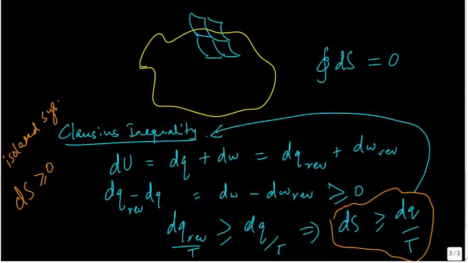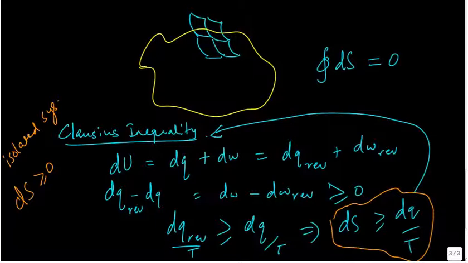No, it doesn't. It only says it for isolated systems. Isolated systems are the ones where you do not have any heat exchange, right? dq is 0. The rest of it is fine. Even if dq is negative, ds is going to be less negative. If dq is positive, ds is going to be more positive.